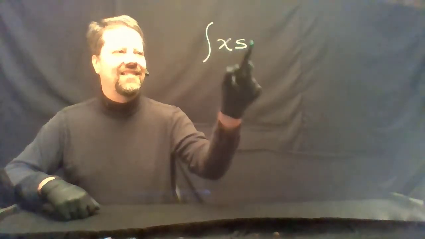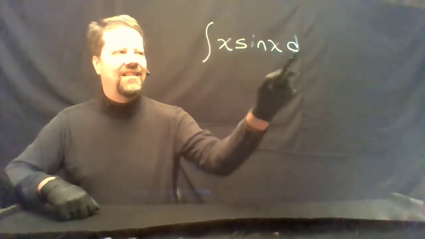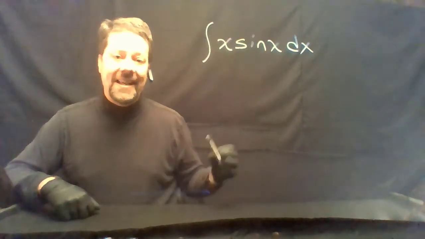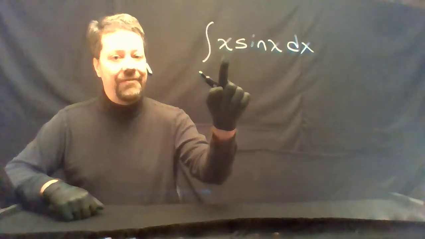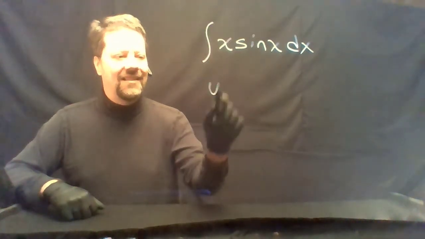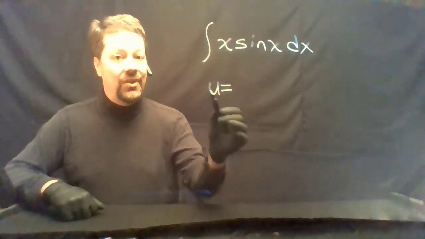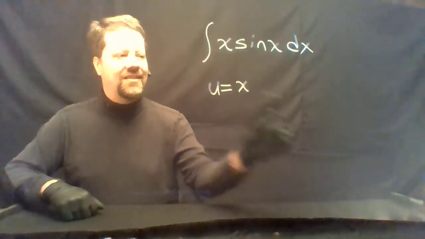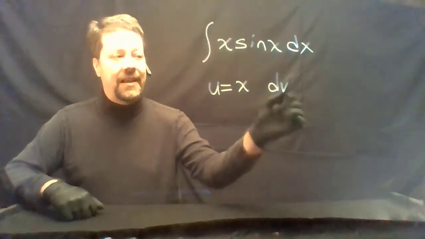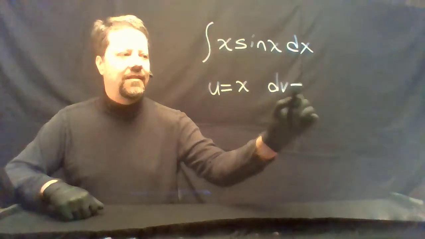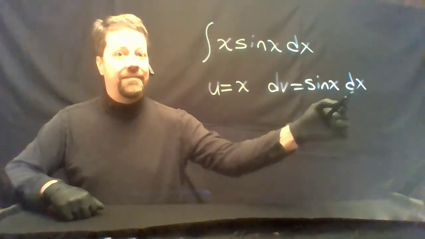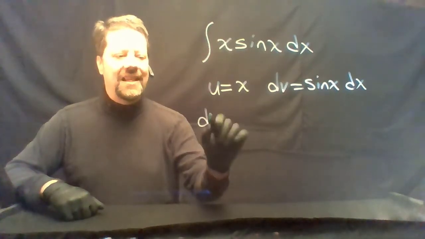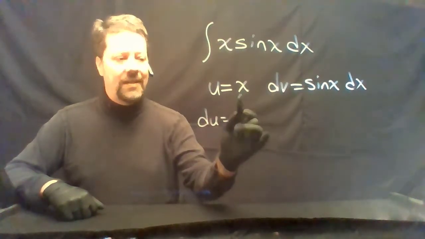Let's try that again. Suppose my integrand is x sine x. There is a part I'd rather differentiate than integrate. So that is u. U is x. dv is everything else, including the differential. Now, du is 1 times dx.